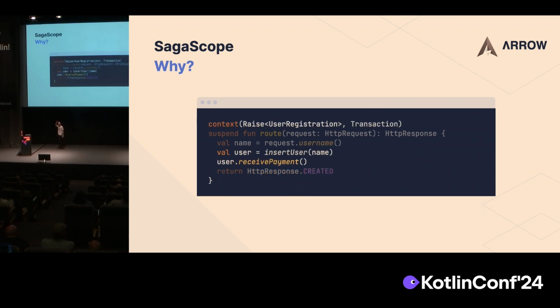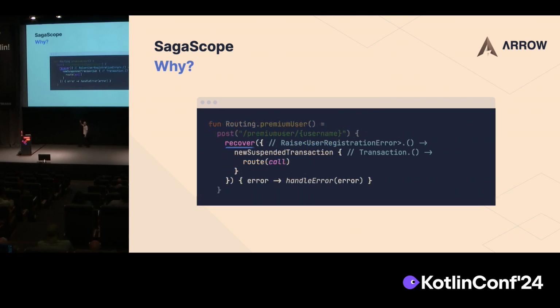So we can introduce a transaction type in our context parameter. And the function body is reverted to the original implementation. And this is already possible today, because the transaction type comes from the Exposed ORM JetBrains library. But the same exact technique is applicable to the SQLite library as well. So now that we've defined these functions, how do you eventually call them in your route?